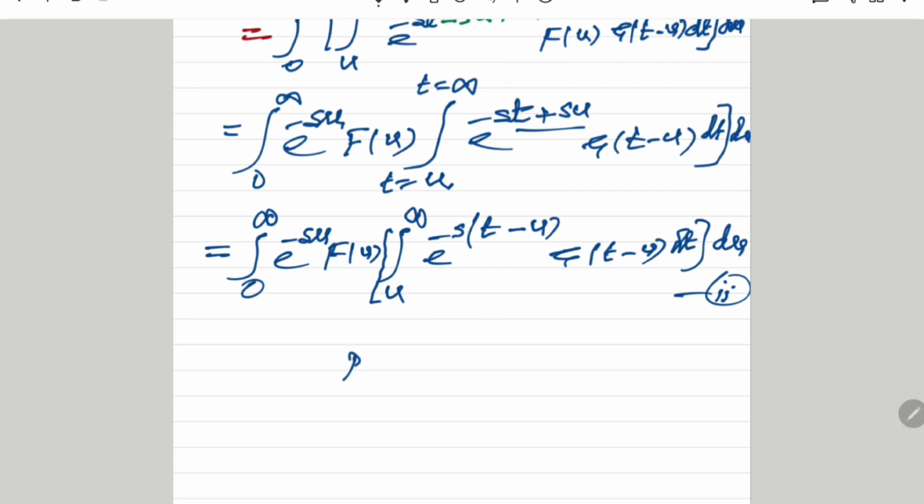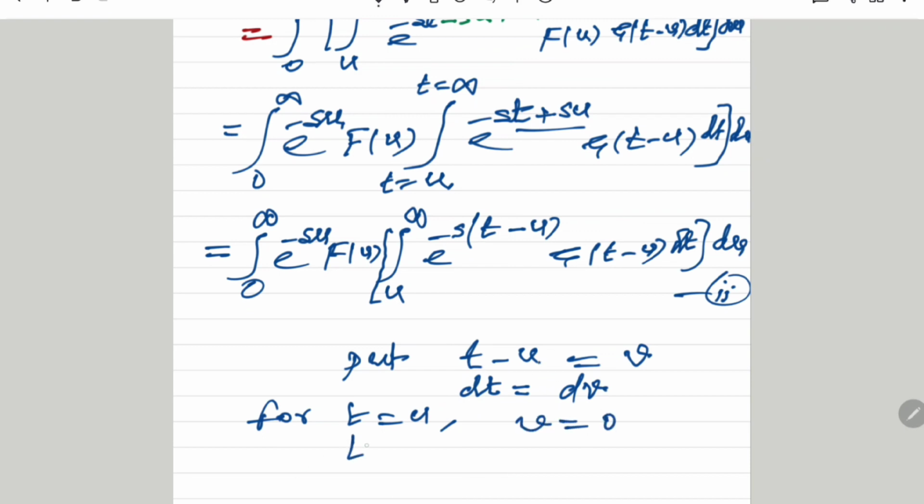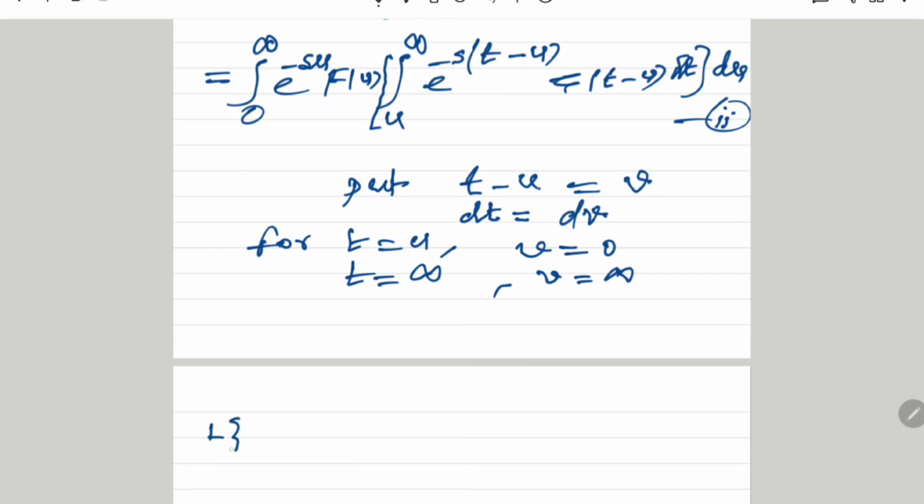In equation 2, we put t minus u equal to some new variable, suppose v. Differentiating it with respect to t, we get dt equal to dv. New limits: for t equal to u, we get u minus u, meaning v as 0, and for t equal to infinity, we get v equal to infinity minus any number, which is infinity. Therefore v is infinity.